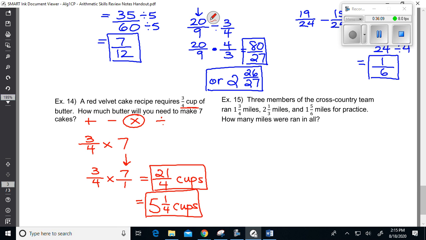All right, 15. 3 members of the cross-country team ran 1 3/4 miles, 2 1/3 miles, and 1 5/6 miles for practice.